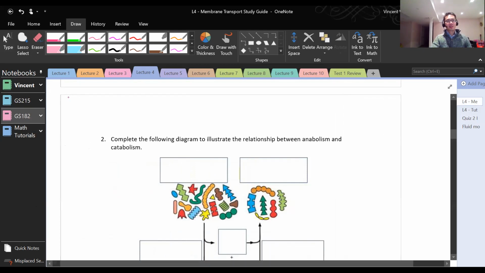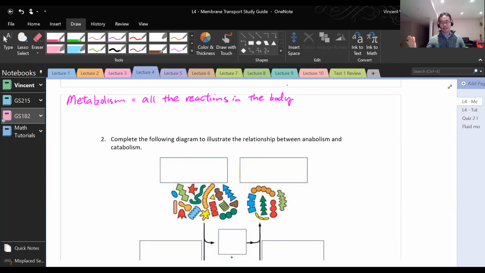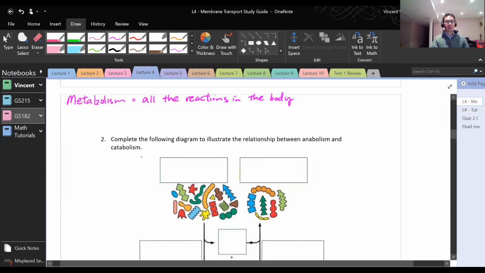So just to help you, let me define these words a little bit because it can be confusing. Metabolism is basically all the reactions in the body. We are basically like a flask with multiple reactions going on. These reactions help us stay alive, right? We have reactions to digest our food, and reactions to boost up our immune system, and so on. So all these reactions collectively together are called metabolism.